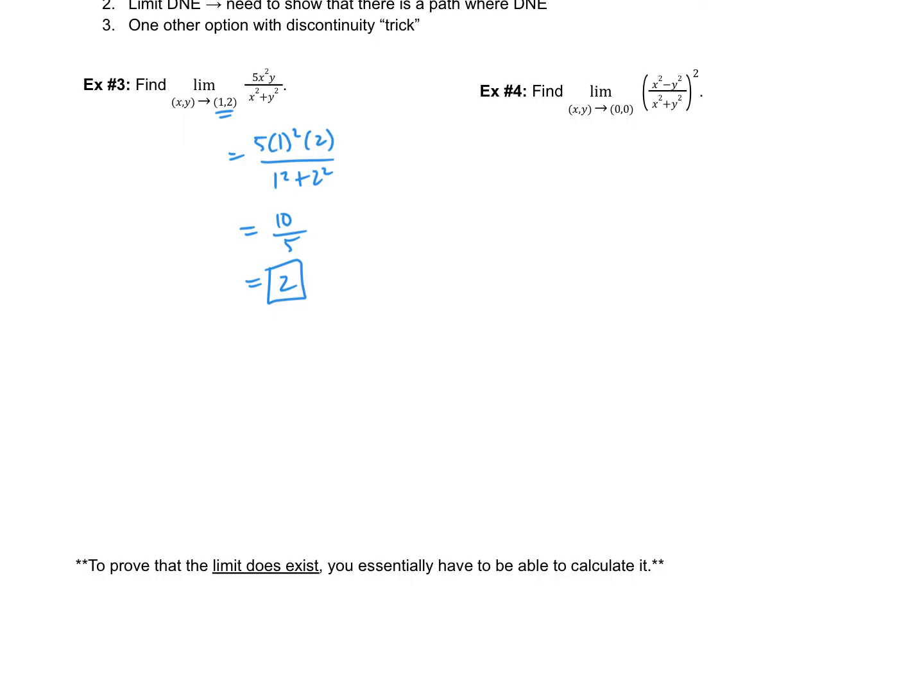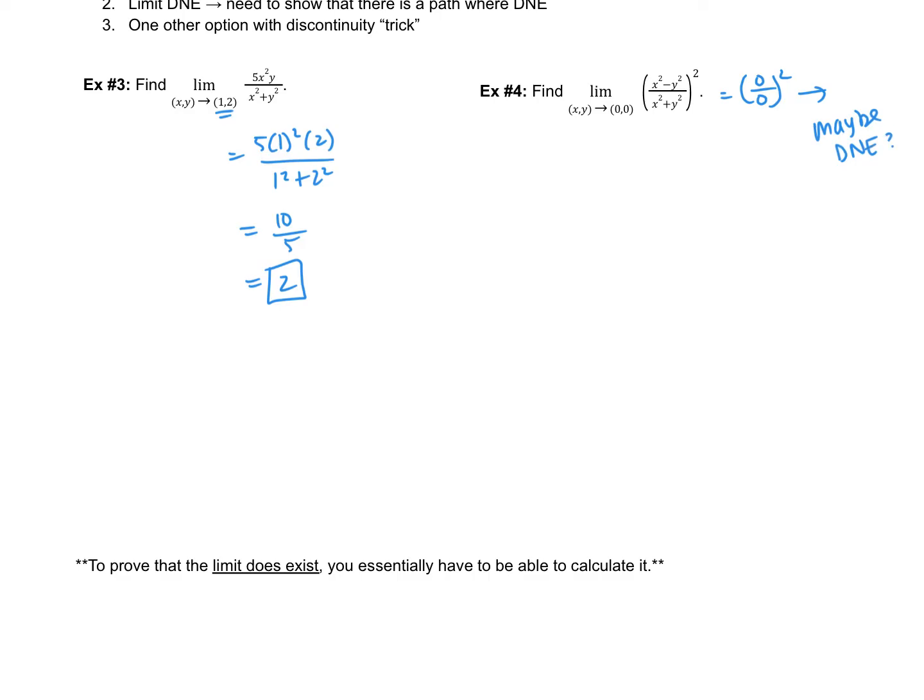Now, the second example, if we plug in 0, we're going to get 0 over 0 squared, which is not helpful. So then you might ask yourself, well, can I simplify this? The numerator factors, the denominator doesn't, so I can't simplify it. This would suggest to us that maybe the limit does not exist.